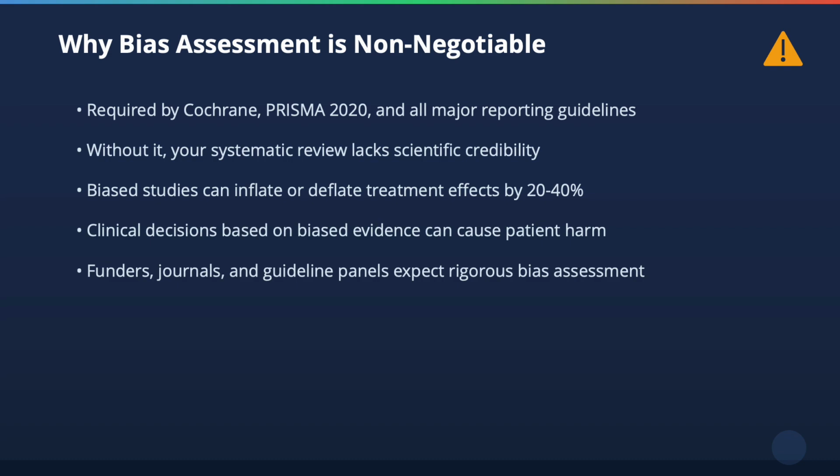Fourth, clinical decisions based on biased evidence can directly cause patient harm. Doctors use systematic reviews to decide how to treat their patients. If your review is based on biased evidence and you did not account for that, you could be contributing to incorrect treatment decisions. And fifth, funders, journals, and guideline panels all expect rigorous bias assessment. If you want your work to inform clinical practice, you must get this right.